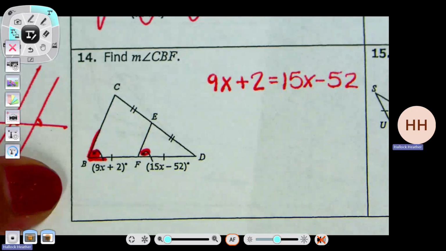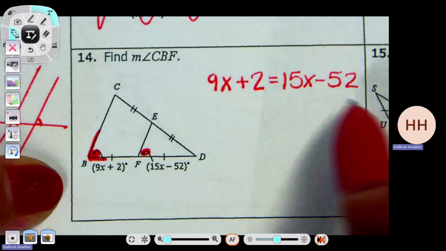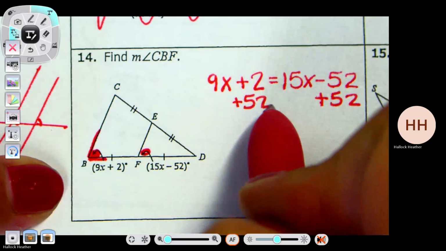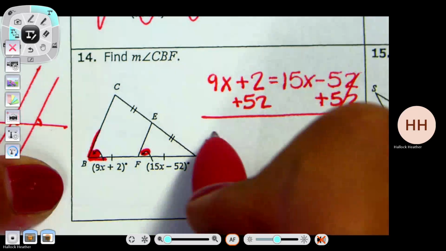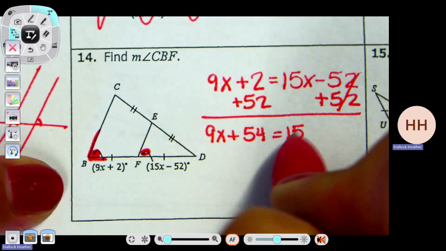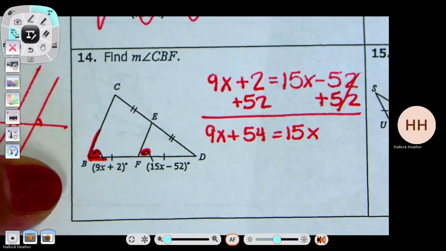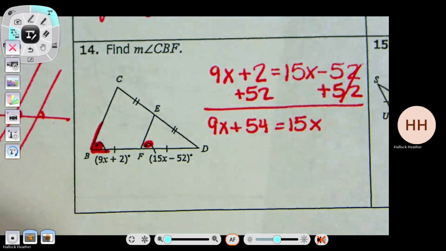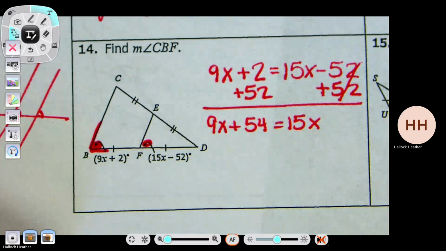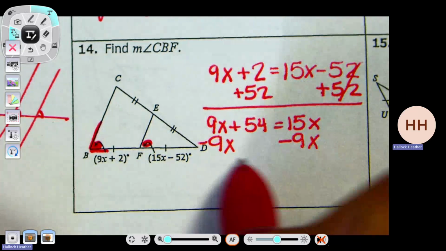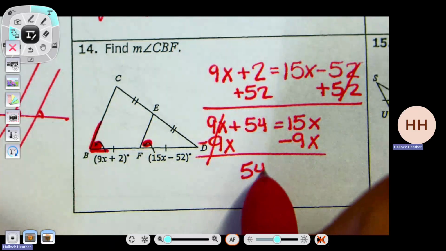So I'm going to get rid of that 52 because that 52 is negative, and I don't like negatives. So I'm going to add the 52. I have 9x plus 54 equals 15x. What should I do with the next point? Minus 9x, hopefully. What's 15 minus 9? 6? Yeah. And then when you divide, what do you get?